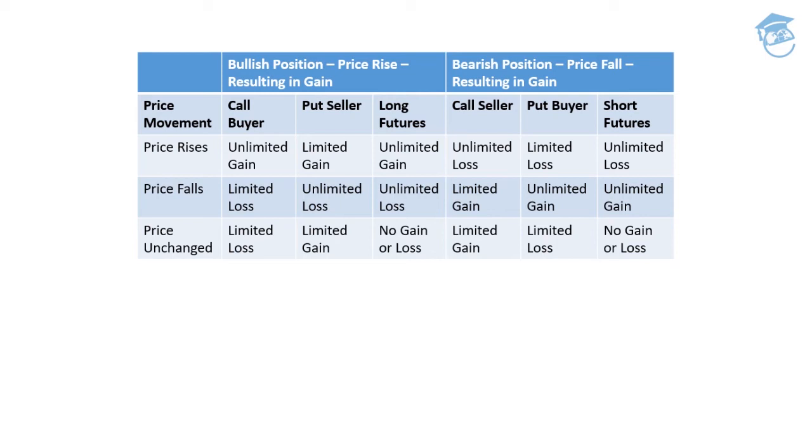So your loss was limited in it. In case of put seller, now you're a seller. Since you're a seller, you'll be obtaining some amount of money as premium now. Since you are a seller, the buyer is gonna pay you the premium amount. Premium again 1 rupee. Now the price has actually fallen.